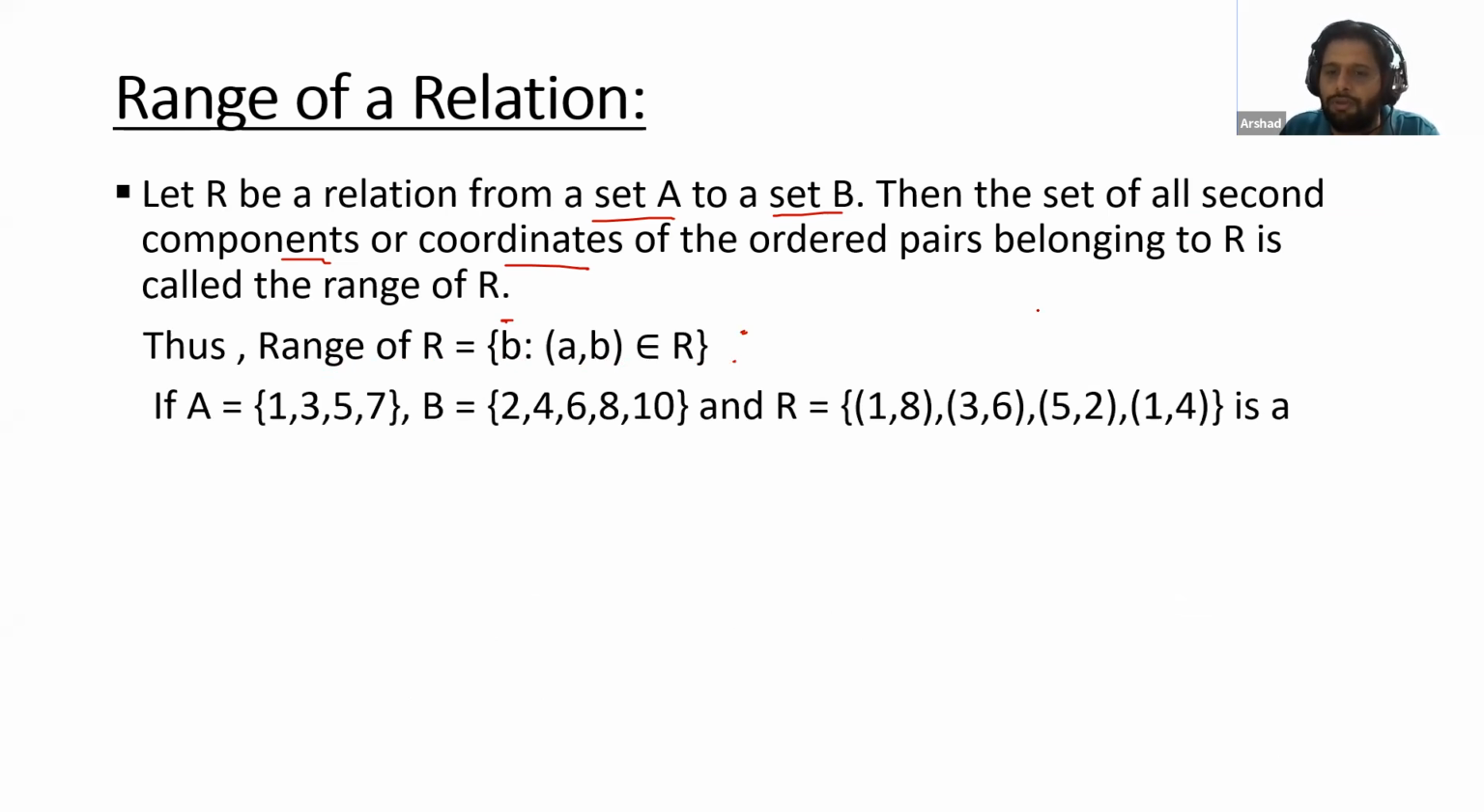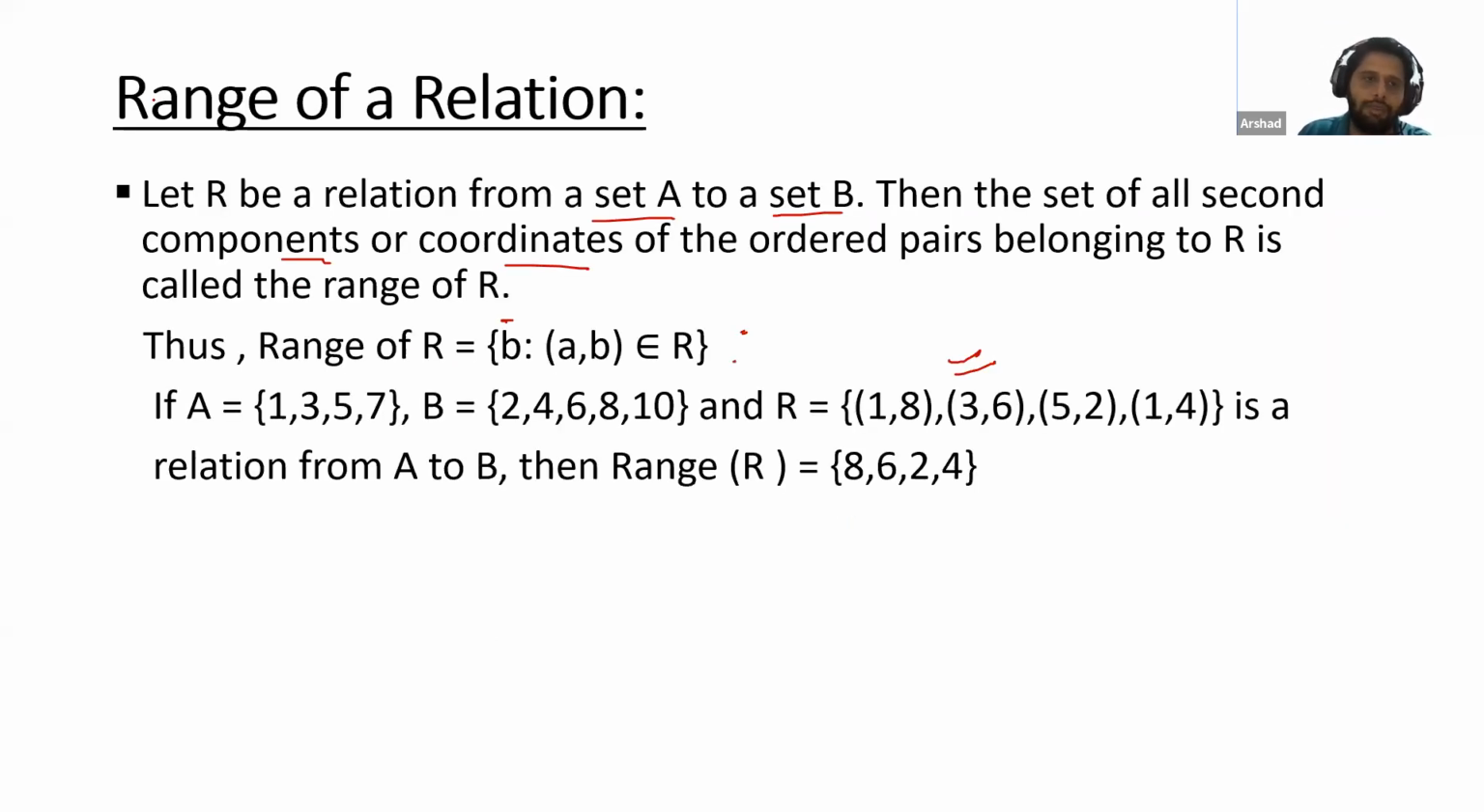Anyone can tell me what is the range? Range is the second component of a pair. So in this example, what is the range? Good, this is correct. 8, 6, 2, 4. Very good answer. So the range is 8, 6, 2, 4. Please note this down, then confirm, then we will check the next topic.